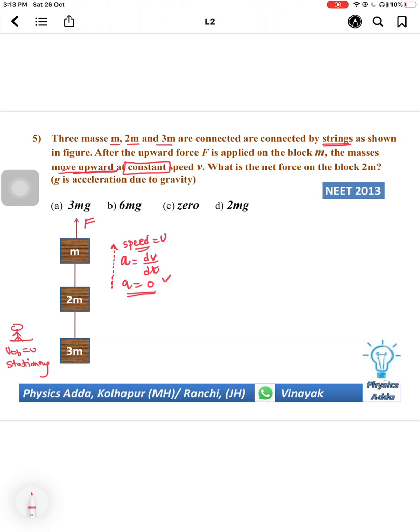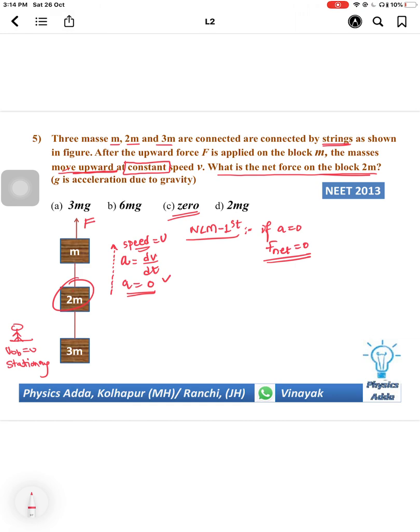So do I need to solve the problem? What is the net force? What is Newton's first law of motion? The first law states that if a is equal to 0, then F net will be 0. But they have asked what is the net force on the block 2m. It will also be 0. The answer is C.